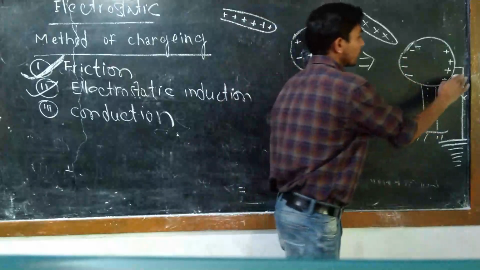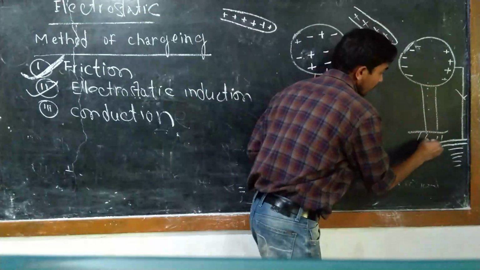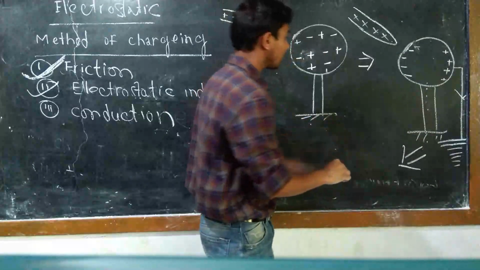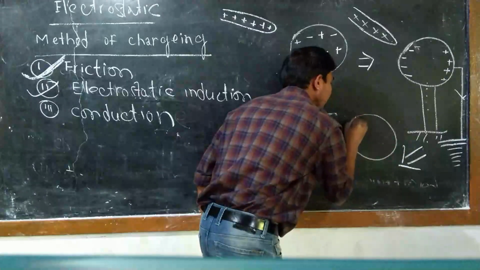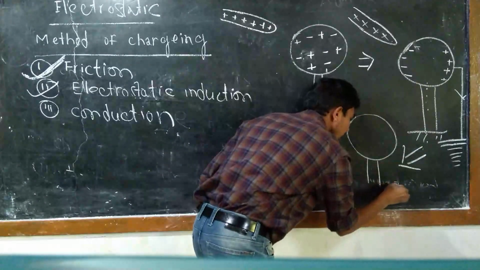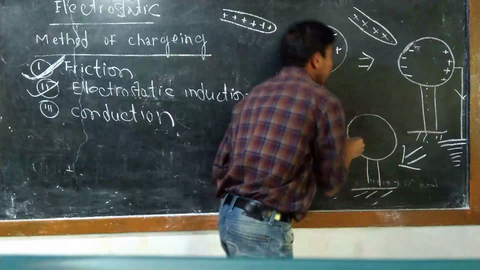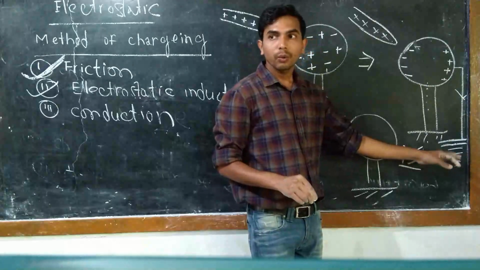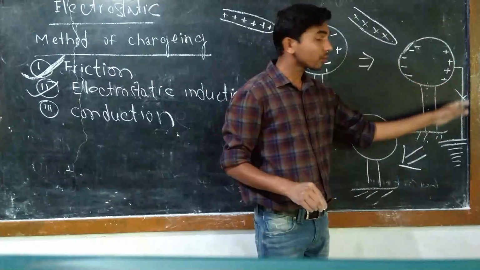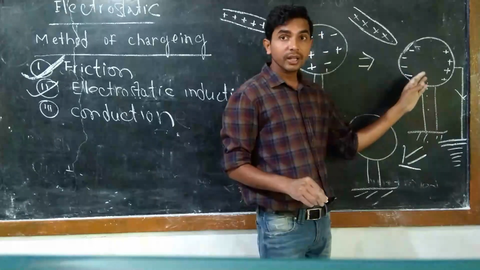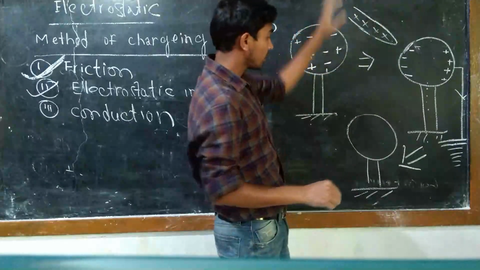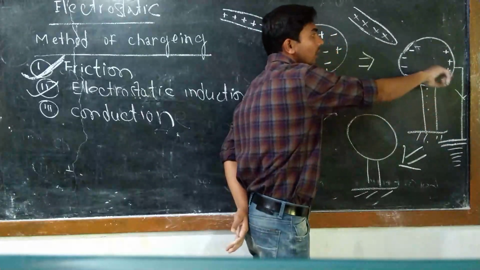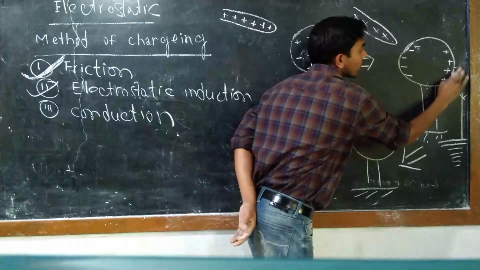Now suppose I am going to remove this wire. So now the figure will be like this. All positive charges went into the ground, so only negative charge is present. So again I'm going to remove this one, and now I'm disconnecting it.